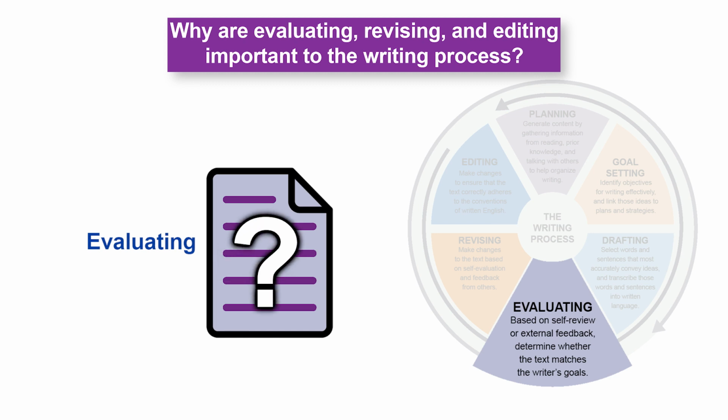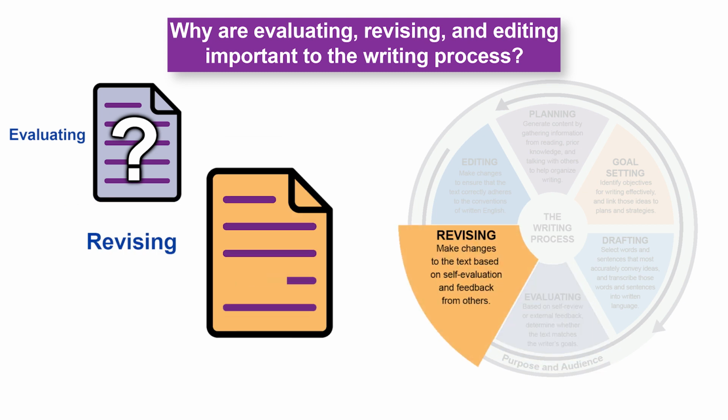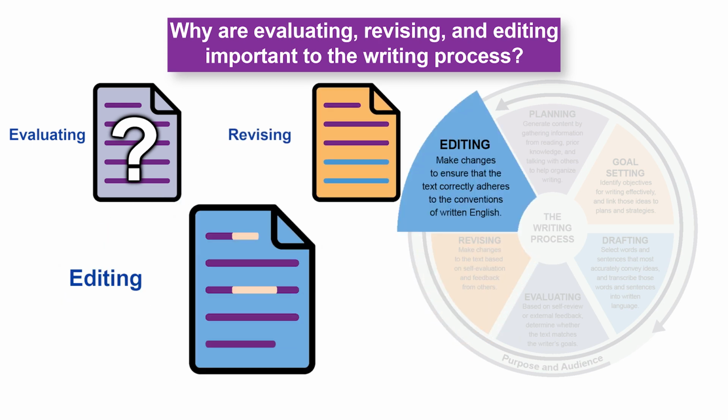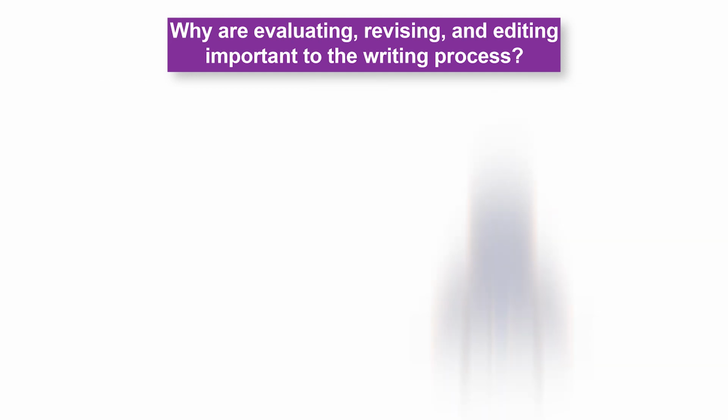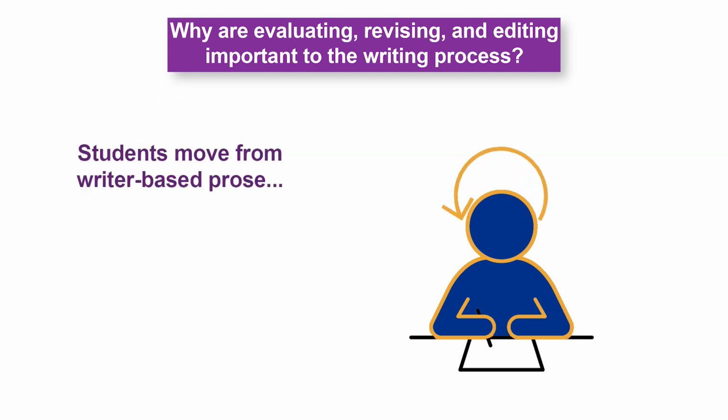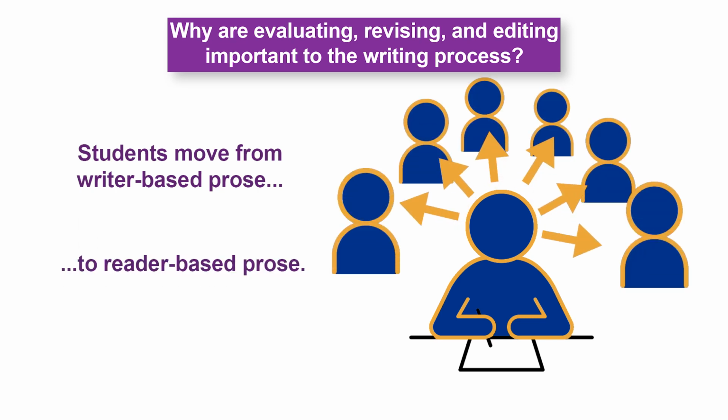Evaluating is determining whether the text achieves the writer's goals and is based on self-review or external feedback, such as from a peer or a teacher. Revising is making substantive changes to the text to enhance its meaning, organization, or style. Editing is making surface-level changes to ensure that the text correctly adheres to the conventions of written English. Evaluating, revising, and editing helps students move from what researchers call writer-based prose, where they're writing for themselves, to reader-based prose, where they're writing for an audience.